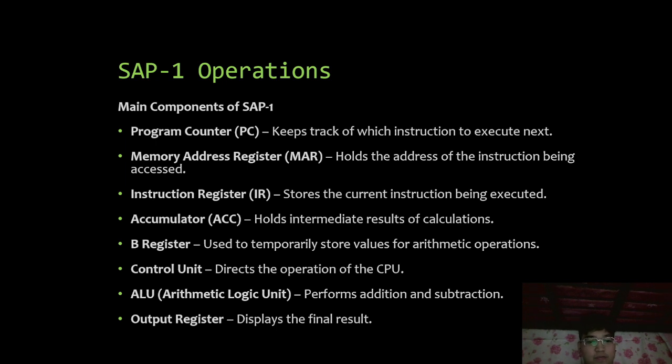Accumulator, or ACC, holds the intermediate result of a calculation. B register is used to temporarily store values for arithmetic operation. Control unit directs the operation of the CPU. ALU, or arithmetic logic unit, performs addition and subtraction. Output register displays the final result.